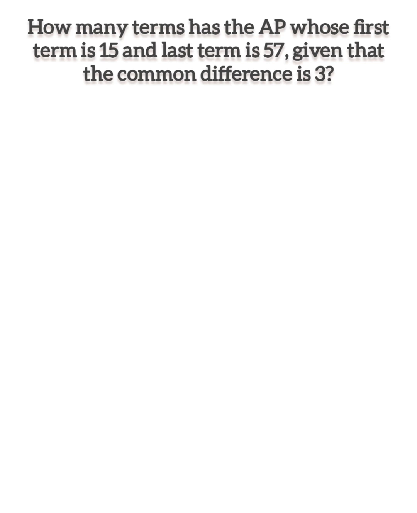Question number 5 is, how many terms has the AP whose first term is 15 and last term is 57, given that the common difference is 3? So in the question, the first term a is equal to 15, and the last term Un is equal to 57. But what exactly n is, is unknown. So we are asked to find the number of terms, which is n. Then the common difference is 3.